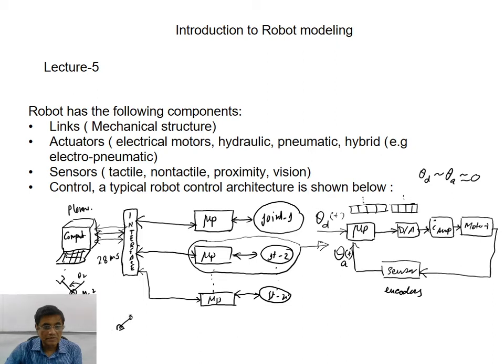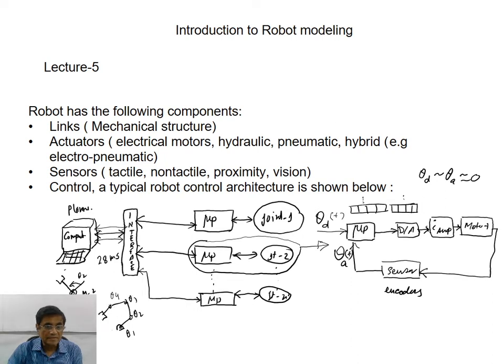So suppose you have this joint, and this is say theta 1, theta 2, theta 3, theta 4. We have 4 joints, right? So the planner has sent a set of 4 values, and they have gone to the respective microprocessors, which are situated here together with the actuators.